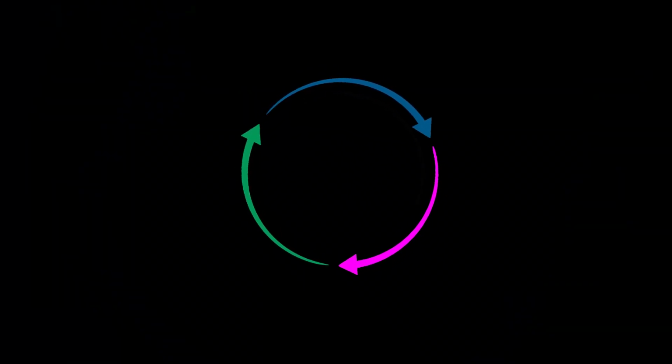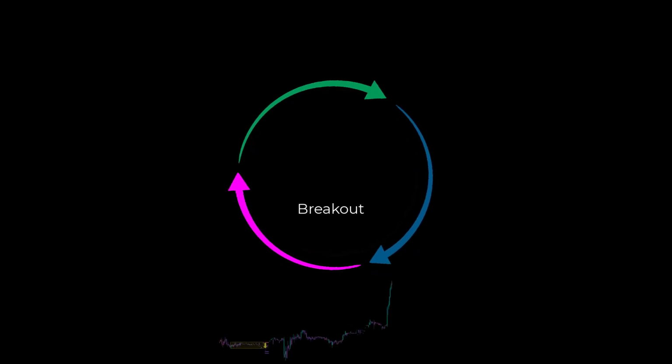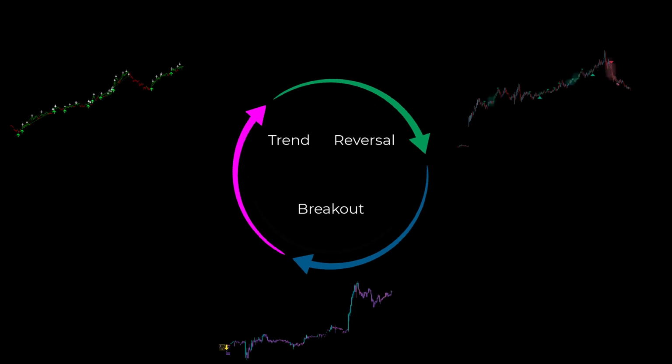The Power Bundle 360 was built on the idea that all charts repeatedly progress through 3 market cycles: breakout, trend, and reversal in a cyclic manner. It includes the latest versions of our 3 most powerful indicators to keep you equipped for all market cycles.